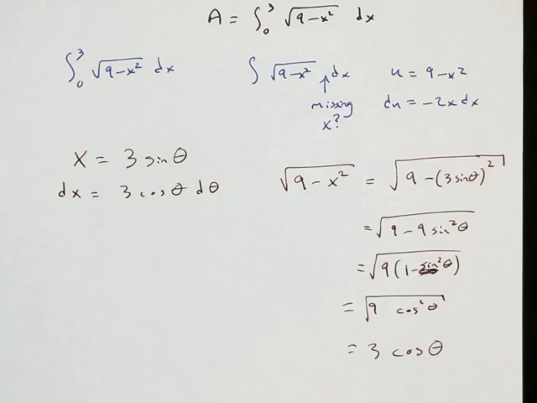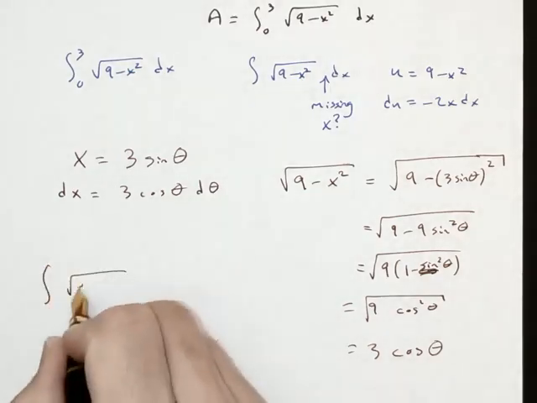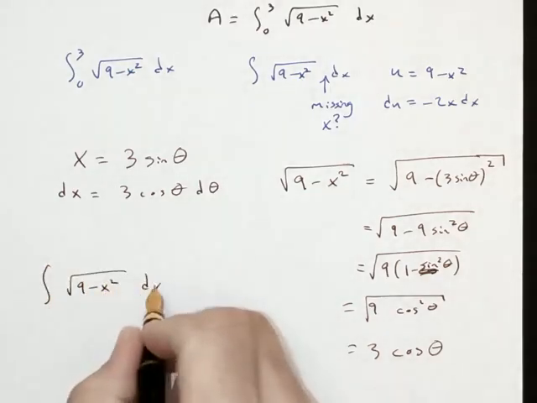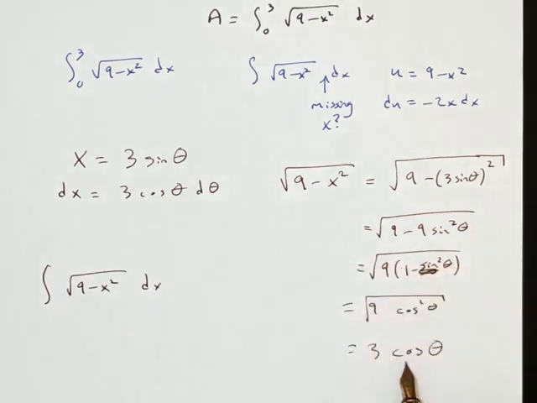Now, this square reduction idea actually makes my life a lot easier and brings me from a problem I had no idea how to do exactly to a problem I did Friday. Let's go back to the integral itself. The integral of square root 9 minus x squared dx. We know the square root of 9 minus x squared becomes this.